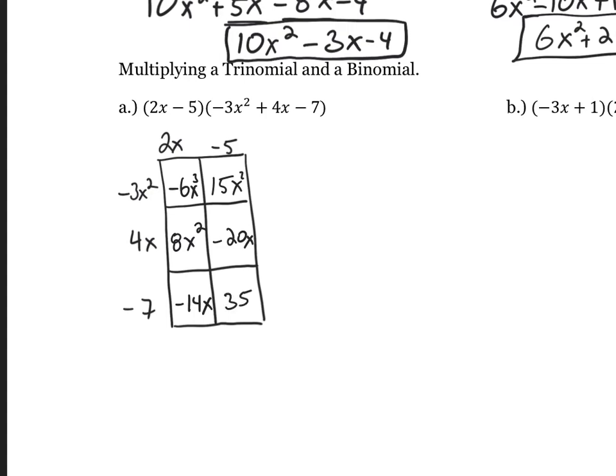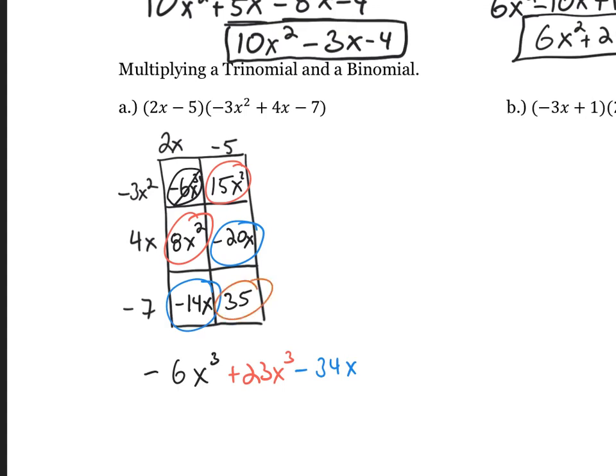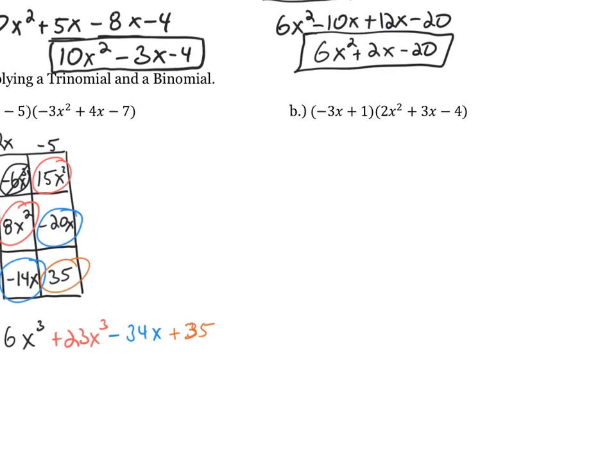When I string these all together, I'm going to take care of this one first. It's the highest degree. Then this and this can go together, and that will give me plus 23x squared. Next, this and this can go together because they're like terms, which gives me negative 34x. And then lastly, I have a plus 35 on the end here. Okay, so a nice way to keep things organized.